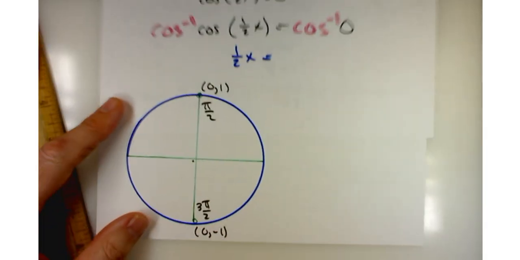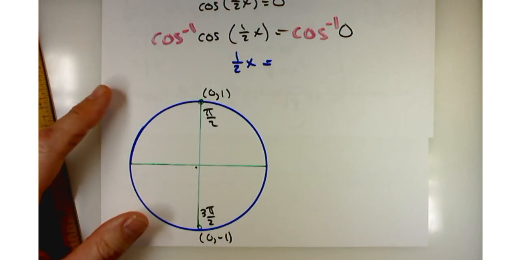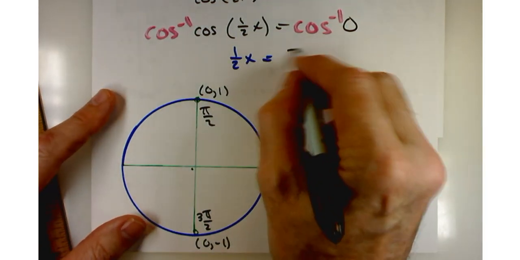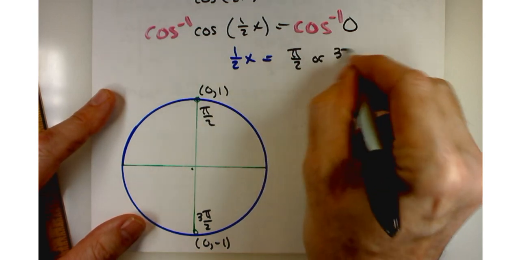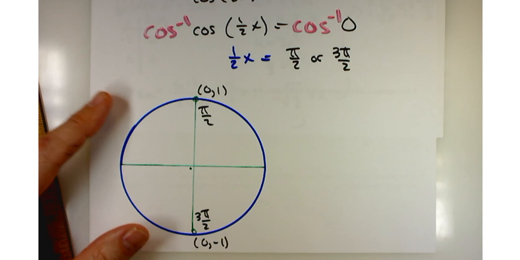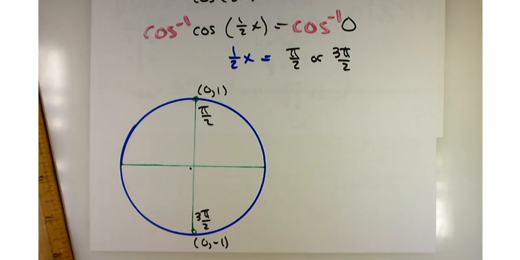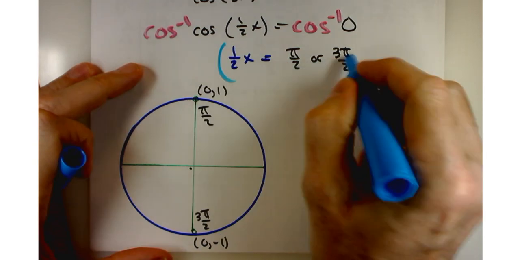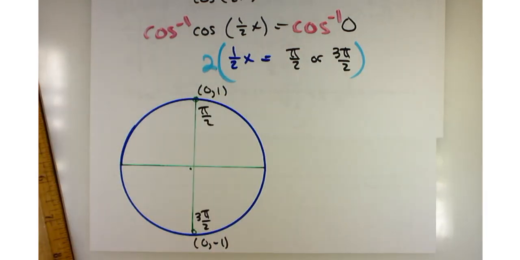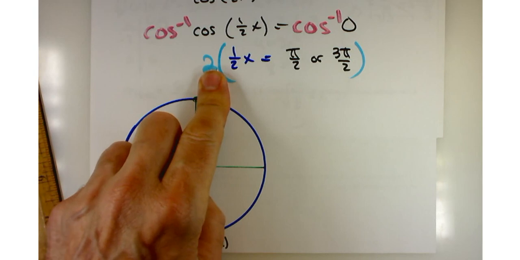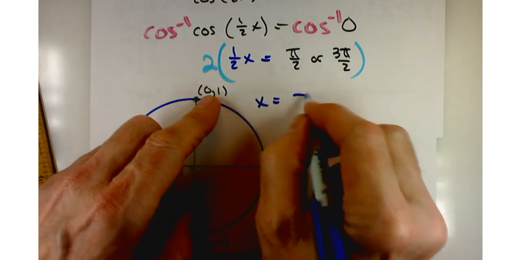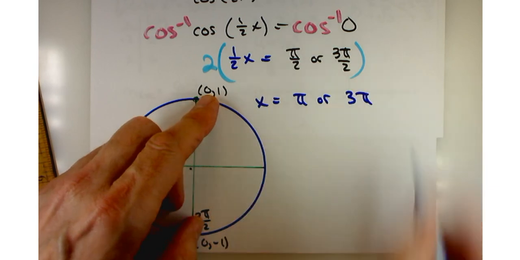Now I don't think we need to solve this in all its possible generality. Pi over 2 or 3 pi over 2. Those should be good enough. But we still haven't solved for x. What do I have to do to solve for x? Yeah, thank you. Multiply by 2. So let's multiply both sides by 2. So if I multiply both sides by 2, I get x equals pi or 3 pi.